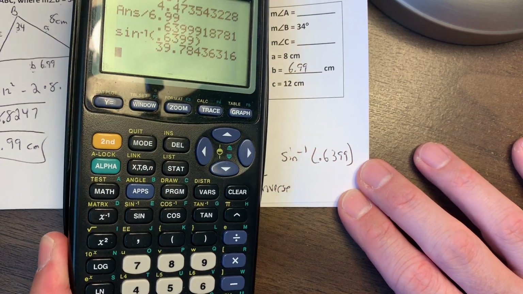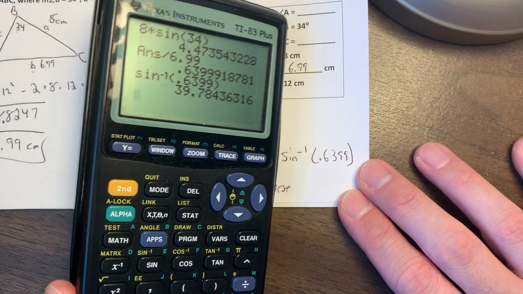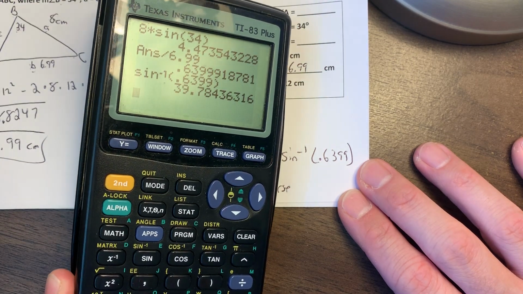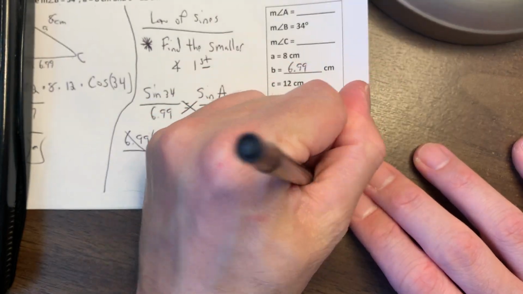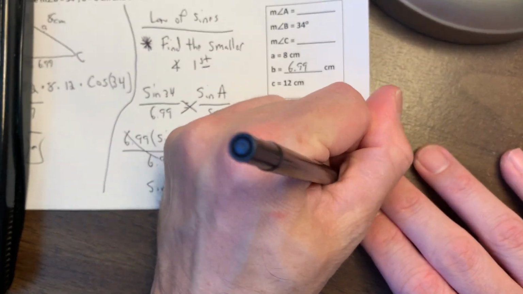And look, it's about 39 point something. I'm going to round this to the nearest degree. It's not telling me, so use whatever IXL tells you to round to. I'm going to round it to 40 degrees. So angle A is 40 degrees.